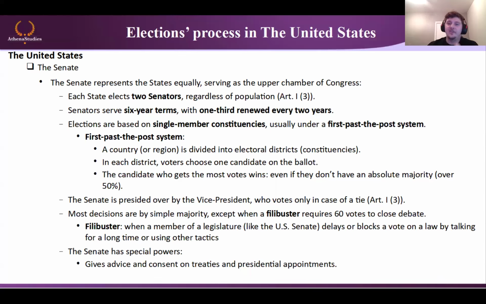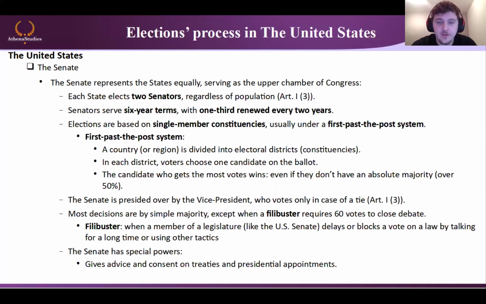So what is this system that looks a bit crazy here? What is first past the post? Well, it means that basically a country or a region is divided into electoral districts, that's constituencies. In each district, voters choose one candidate on the ballot, and the candidate who gets the most votes wins, even if they don't have an absolute majority. So they don't need to have over 50% to win, that's what I mean.